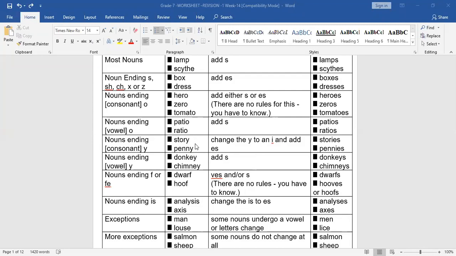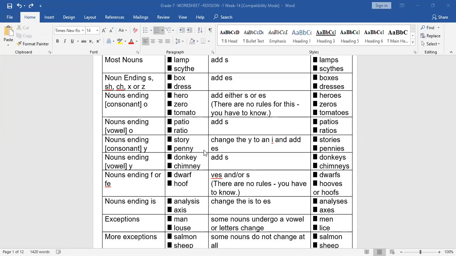But if the Y is not a consonant, if it's a vowel, you just have to add S. So be very careful about this exception. You must check whether the Y is a consonant or a vowel. It can never be both at the same time. It depends on the word; here in the word story, it's a consonant.